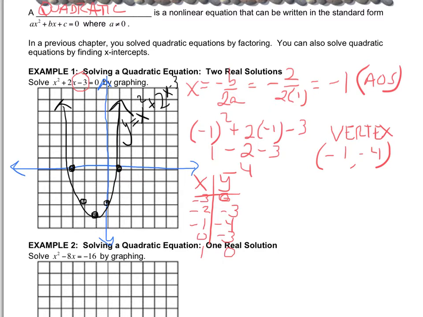So from the last chapter, we also talked about how our x-intercepts are our solutions. This question was asking us to solve by graphing. So basically I am looking at my graph for these 2 points right here. These are my solutions. These are the x-intercepts. Those will be the solutions to this quadratic. So to answer our question, the solutions are x equals negative 3 and x equals 1.